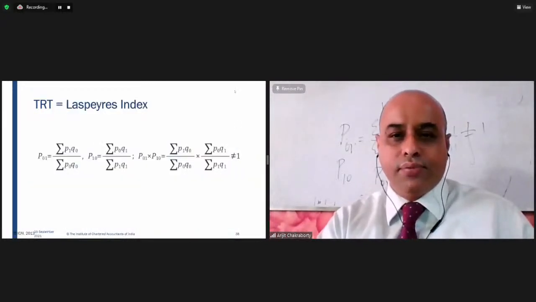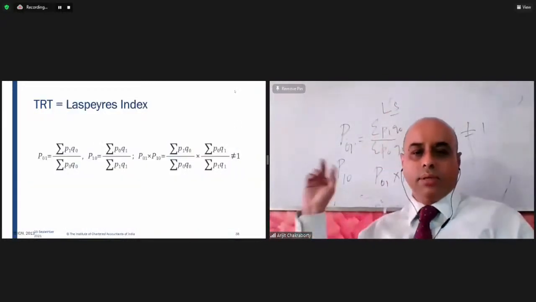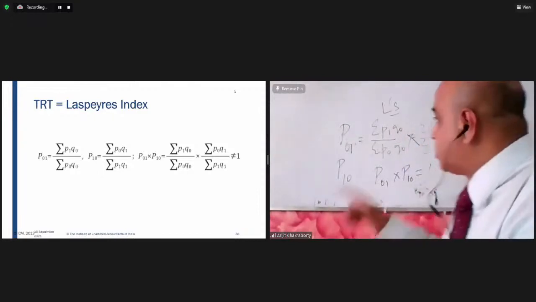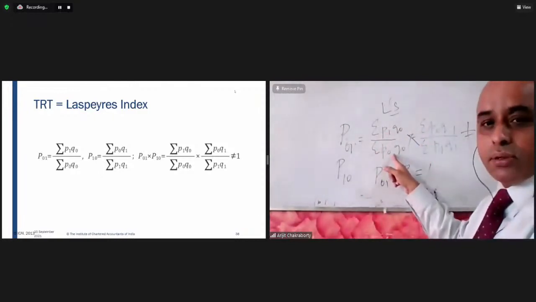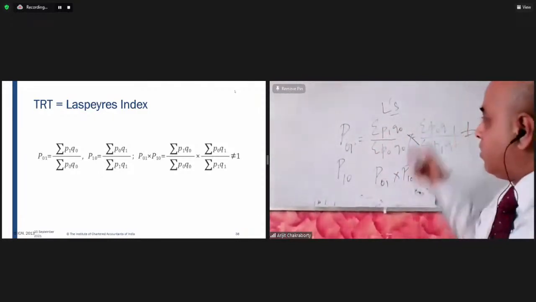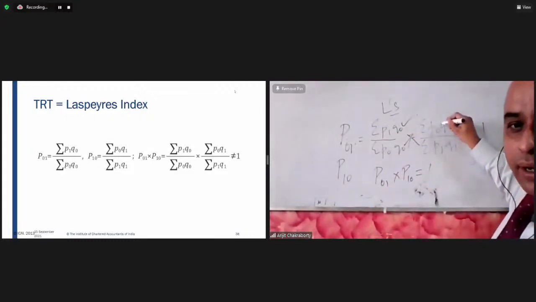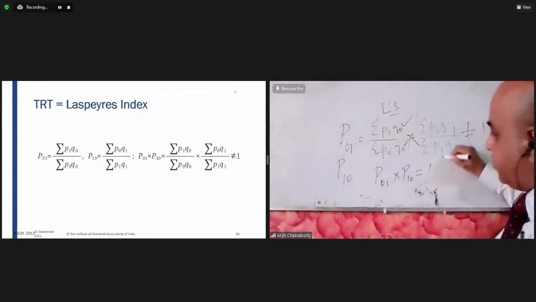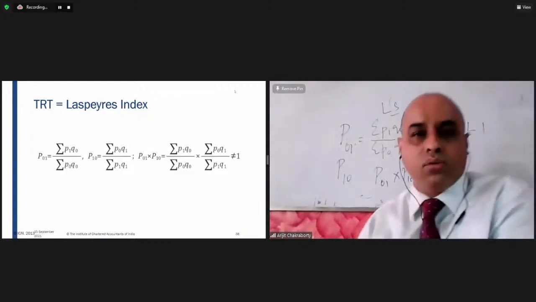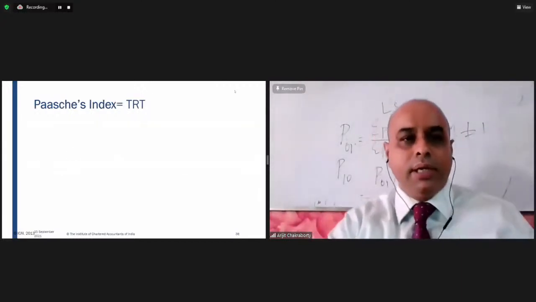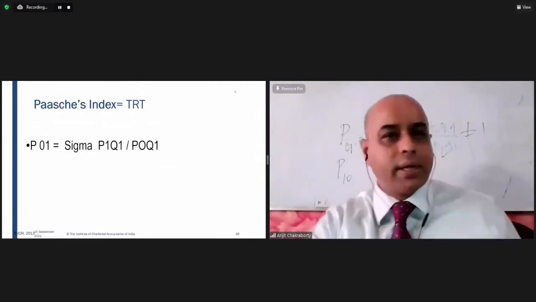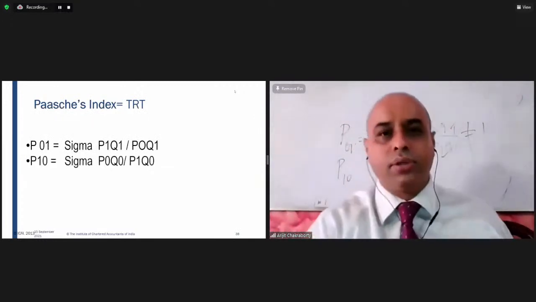Now, TRT: if you check the Laspeyres index, P01 is P1Q0 by P0Q0, and P10 is P0Q1 over P1Q1, so the product will not be equal to 1. Similarly, Paasche's index, if you try it out, is also not going to give you 1.